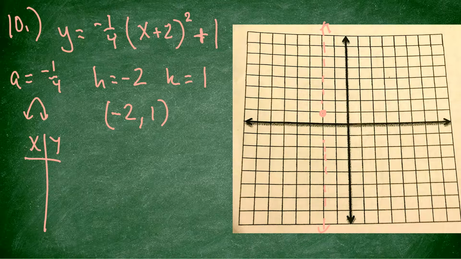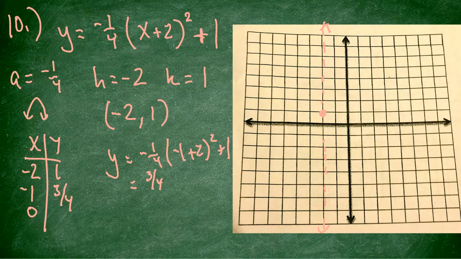XY chart. I put negative 2, negative 1, 0. I plug in negative 1. I say y equals negative 1/4 times the quantity negative 1 plus 2 squared plus 1. I get 1 squared is 1, so I get y equals 3/4. You don't have to use 3/4 if you don't want to. Plug in 0, I get 2 squared is 4. I get negative 1 plus 1 is 0.